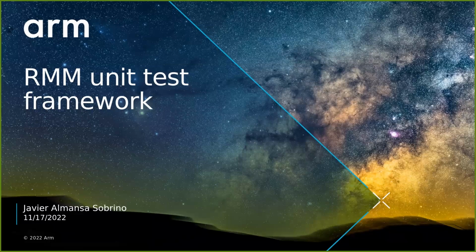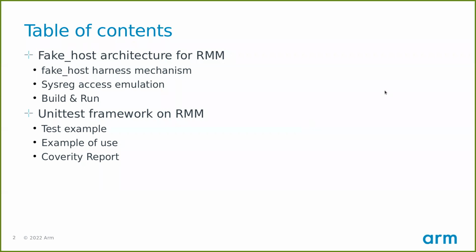I'm going to go through this table of contents. First, I'm going to introduce a new architecture that we've introduced, called the fake host architecture. I'm going to talk a little bit about how it is implemented and how it works, and show a build and run example. Then I'm going to dig into the unit test framework on RMM, explain each architecture a bit, show a test example, and build and run some examples showing the unit test framework in action.